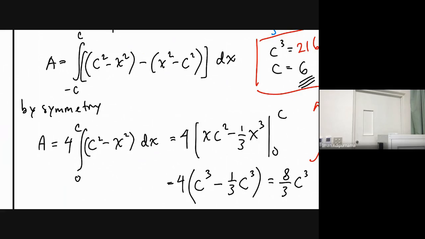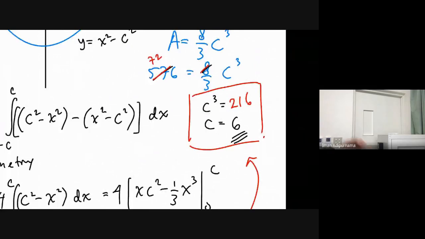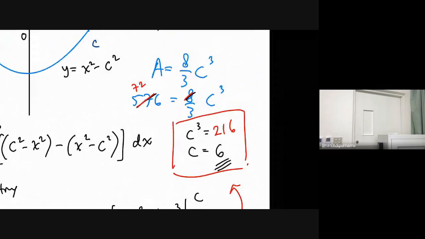So we just need to calculate this integration, put in c, and we get 8 over 3 c cubed for the area. We need to find the c, right? So we set it equal to 576, and then find the c. So we get c is 6. Okay. Do you have any questions?